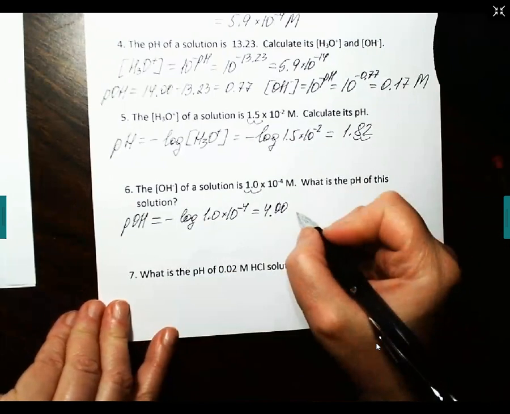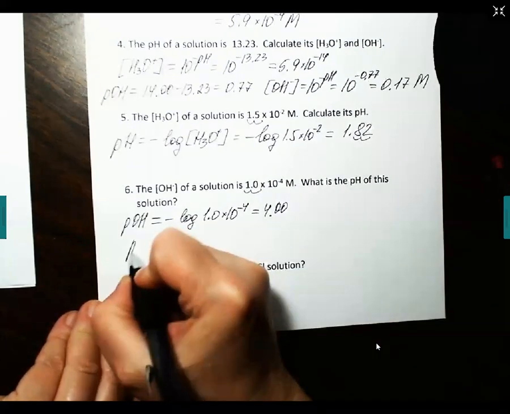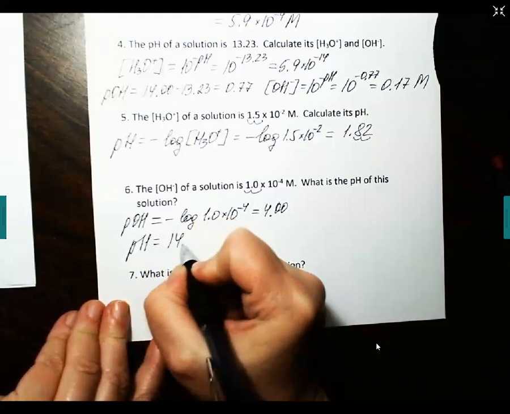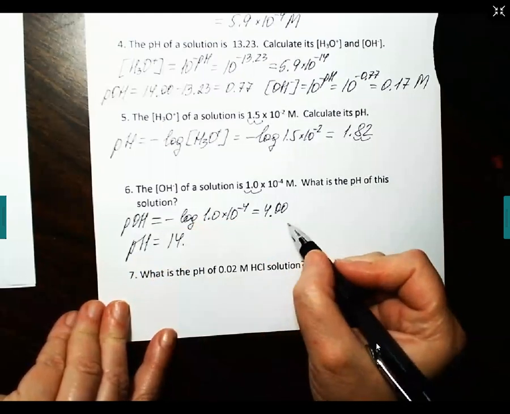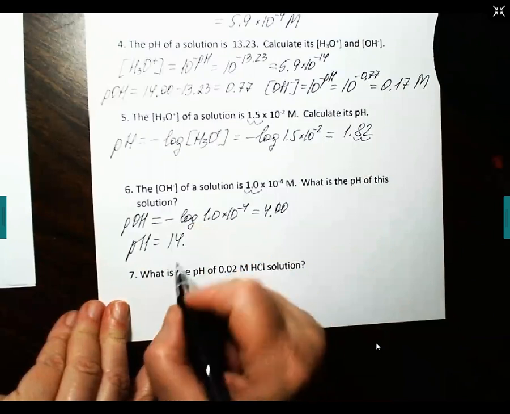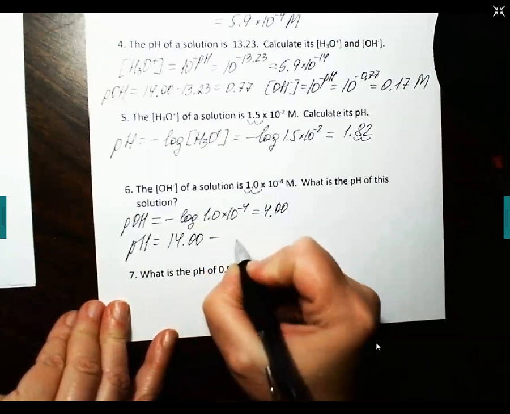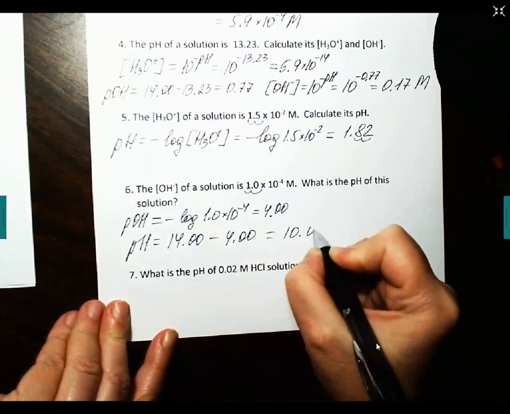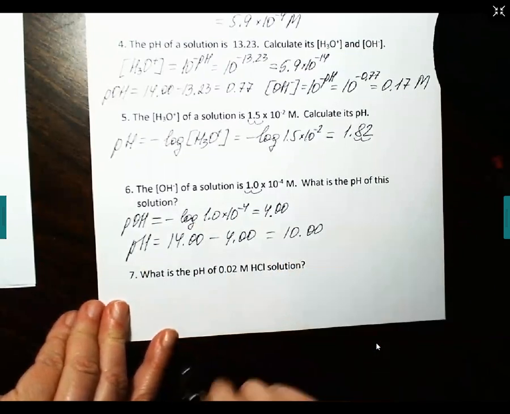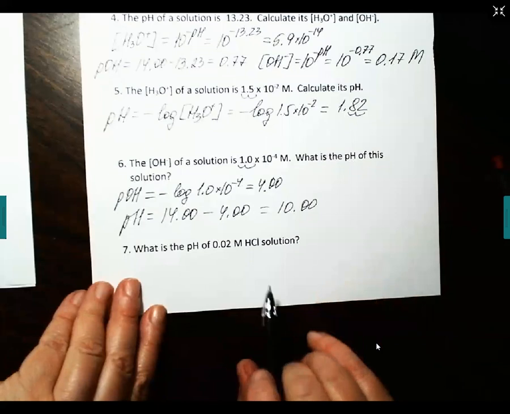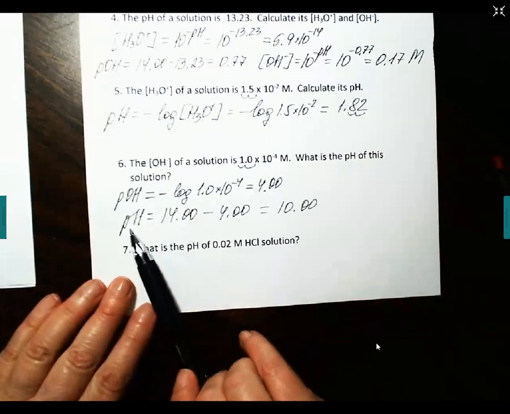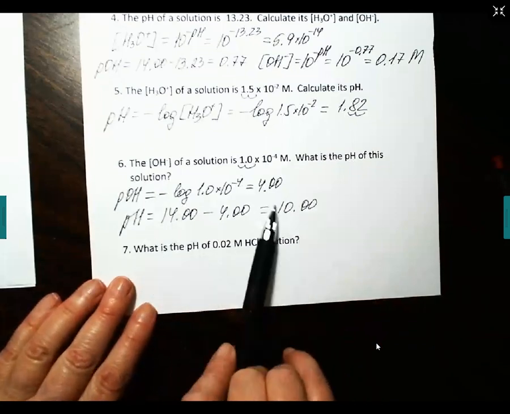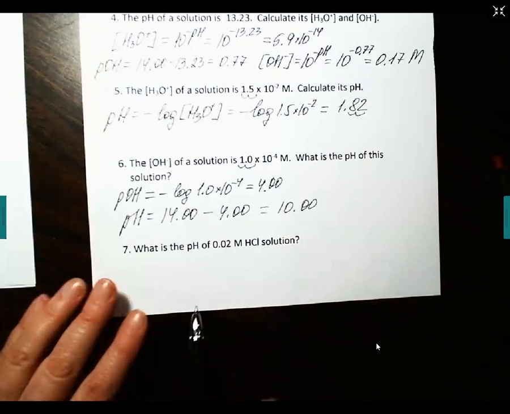Now we can calculate pH, which is 14, and we use the same number of decimal places as for pOH, 2 zeros, minus 4.00, so it is 10.00. And pH and pOH don't have units, they are unitless.